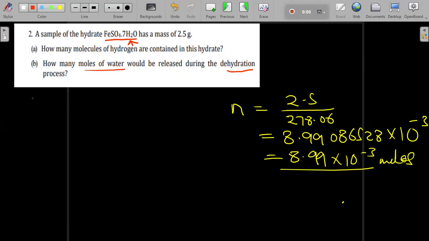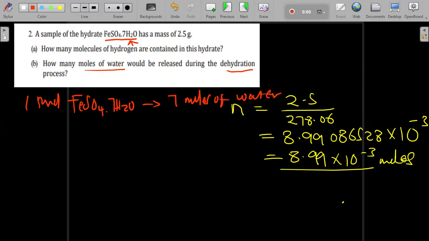From the formula, we know that one mole of this compound has how many moles of water? It has 7 moles of water. Let me write it like this: 7 moles of water.